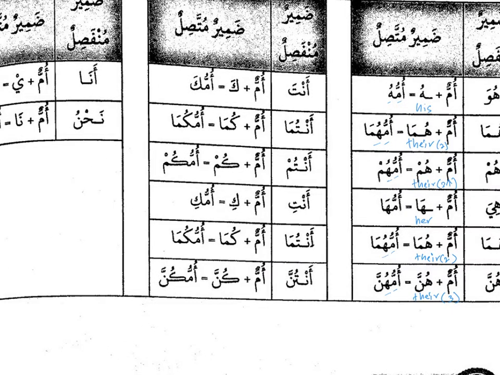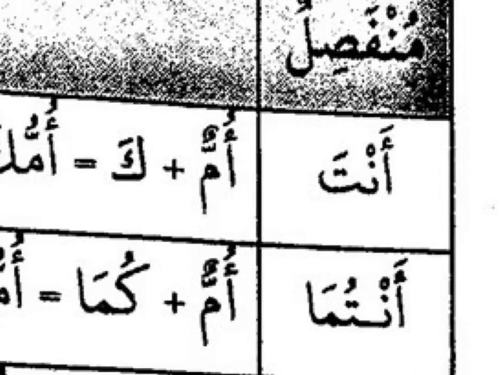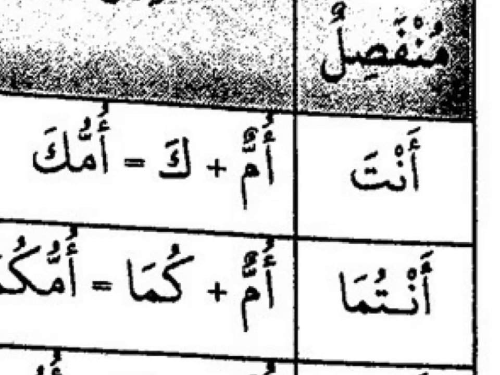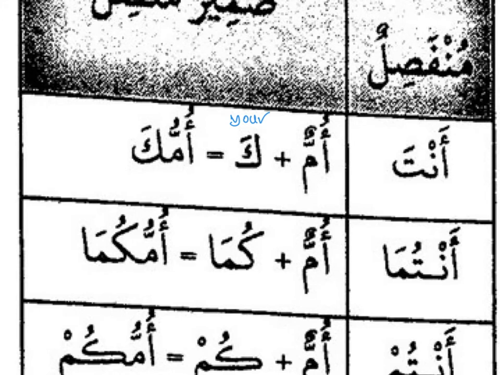Okay, now we look at the rest of the dhamir. The next dhamir is anta, which means you. So how are we going to say your? To say your, we change the word to ka. We don't say anta anymore, we say ka. So if you want to say your mother, the word is ummuka. Ka is your, ummu is mother. And remember, anta is for male, therefore ka is also for male.